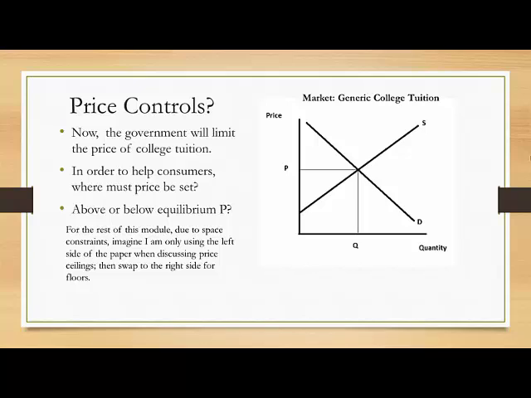I chose to graph generic college tuition, that is, your local state university, because seniors often complain about the price. I have a student look up how much tuition is for one semester, and I write that number in as the price.